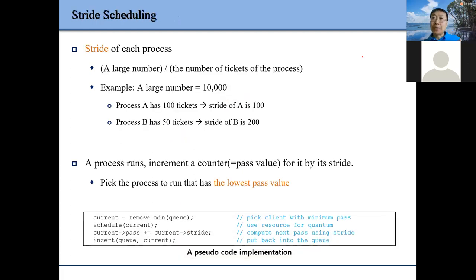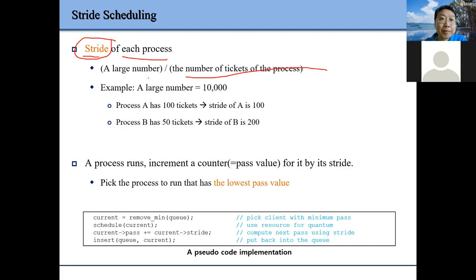Okay, so how to make it deterministic? That's why we introduced this new algorithm called stride scheduling. Stride scheduling is very simple. This is kind of an implementation for our lottery scheduling, but making it more deterministic. The idea is that for each process, we have a stride. So what is stride? Stride basically is inversely proportional to the number of tickets. Which means if I have more tickets, my stride is lower, right?